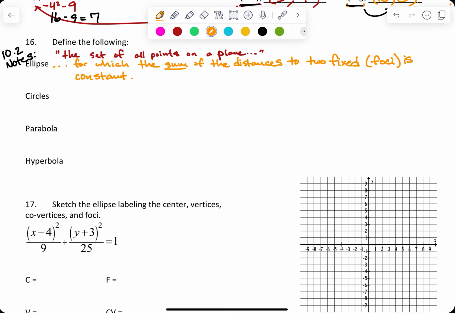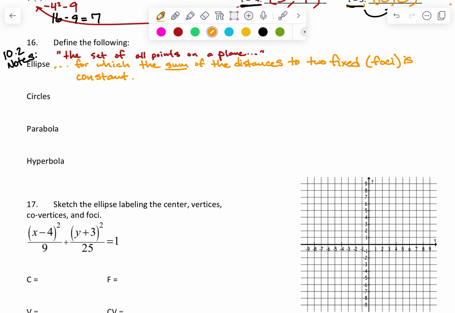So that's where these definitions come from, or at least a way to visualize them. For an ellipse, we said the sum of the distances is constant.